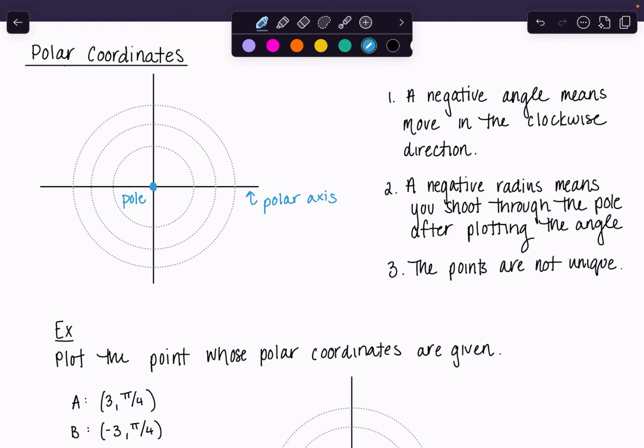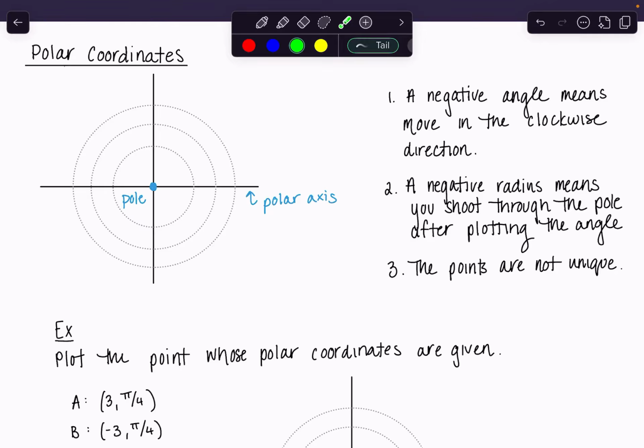You can have negative for both of these things. A negative angle does exactly what you would think. Instead of moving around our unit circle or a circle like this, a negative angle tells you to move in the clockwise direction. A negative radius is a little bit harder.